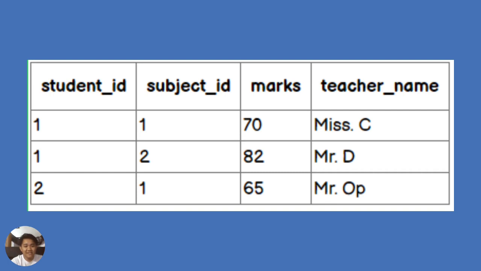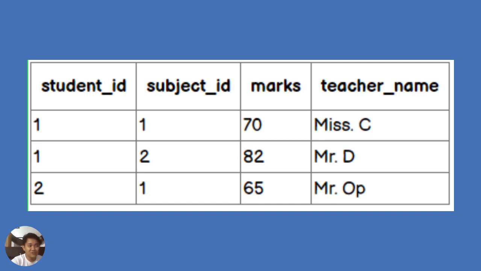So partial dependency just means that a non-prime attribute, so either of these fields, should have a connection with only one of the primary keys. In this case, for example, in marks, you could ask, is marks connected to student ID? Of course, it's connected to student ID. And is marks connected to subject ID? Of course, it's connected to subject ID.